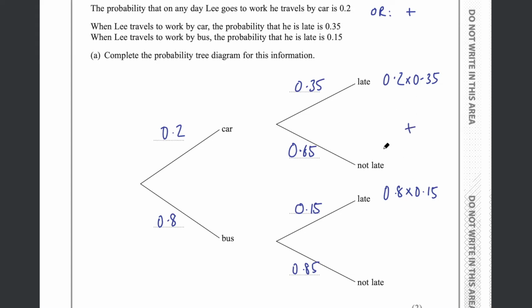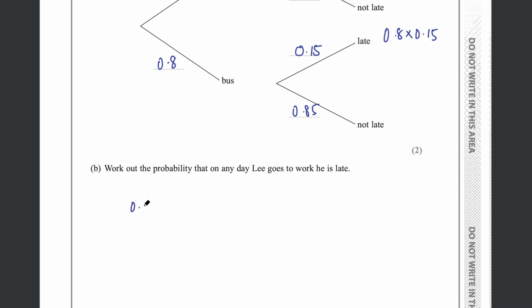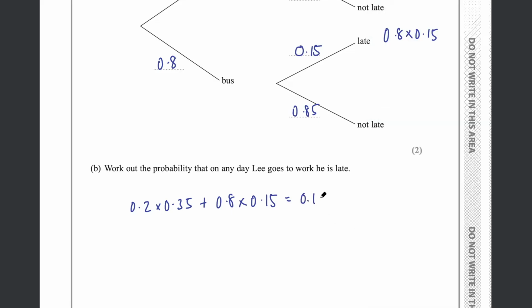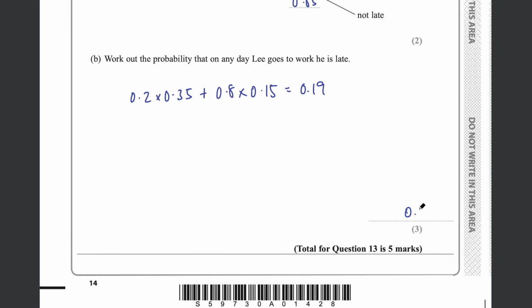So the sum here is going to be 0.2 times 0.35 plus 0.8 times 0.15. And we just need to put that into a calculator. 0.2 times 0.35 plus 0.8 times 0.15. And we get 0.19. So overall there's a 19% chance of being late. That was for 3 marks, and question 13 for a total of 5 marks.